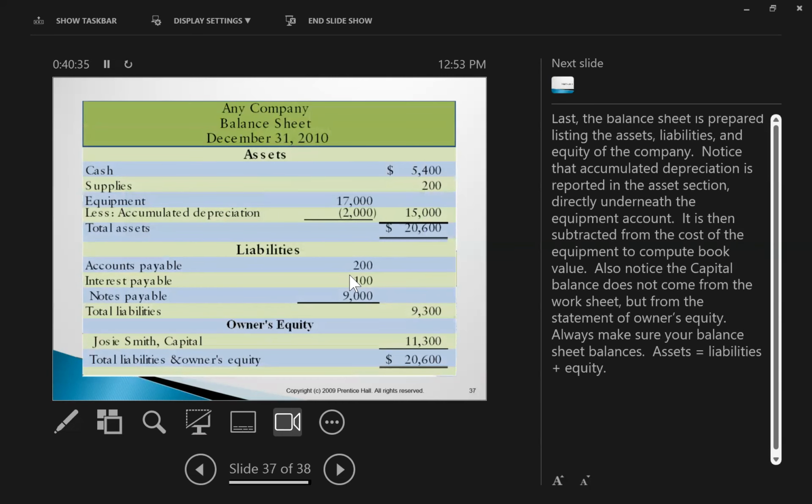And then the balance sheet. Now, everything from the balance sheet columns goes over to the balance sheet itself. So all these numbers, you don't have to guess. It's all on that worksheet. It's going to tell you where everything is. Okay? All you've got to do is copy it over.